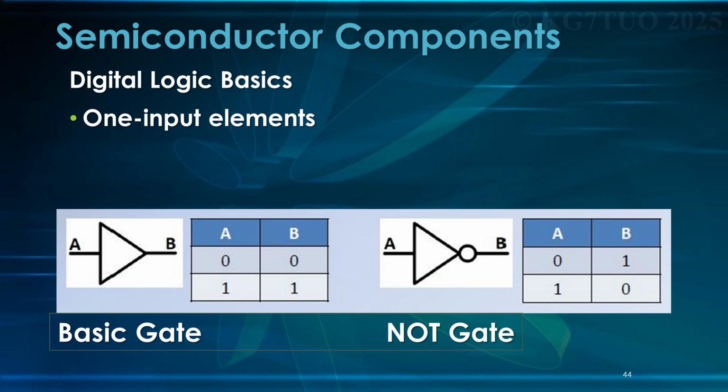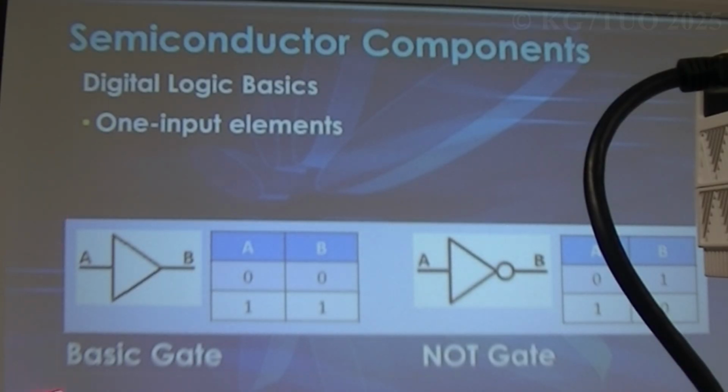So digital logic. Digital gate logic. This is a basic gate, A and B. If A's off, B's off. If A's on, B's on. This is a not gate. If A is off, B is on. If A is on, B is off, because it's a not. So there's no power there.